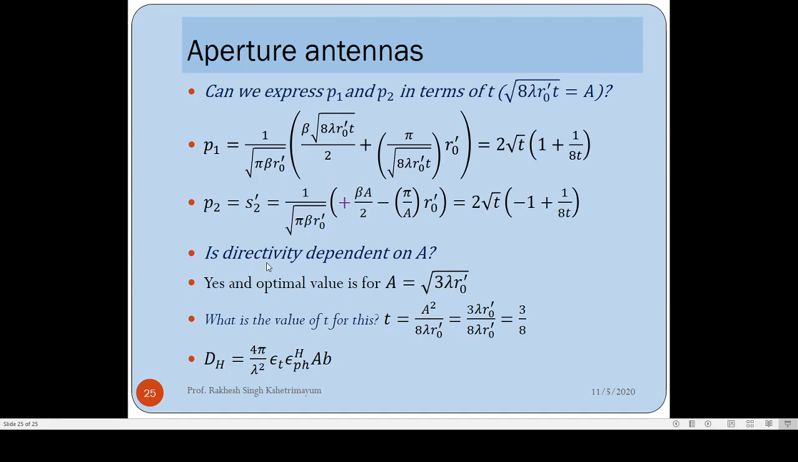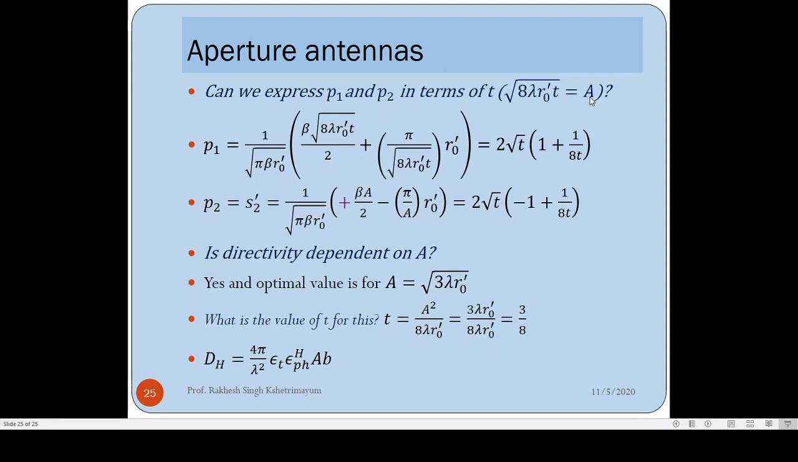It has been observed that directivity is dependent on A. Obviously, directivity will depend on A because P1 is dependent on A, P2 is dependent on A, and this term here is dependent on A, this term here also has an A term. So directivity is definitely dependent on capital A. People have done some study of the variation of directivity with respect to A, and it has been observed that the optimal value of A for optimal directivity is A equal to square root of 3 lambda R naught S.